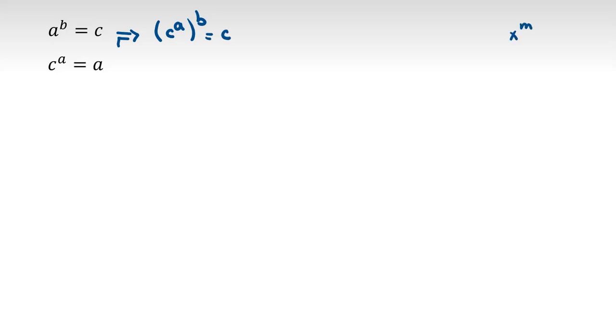By power rule, I can say x to the m to the n equal to x to the mn. So here, I can say c to the ab equal to c. Now, because on both sides I have c, I try to divide both sides by c. If I want to divide both sides by c, maybe c is 0, and you can't divide by 0. So I should consider two cases.